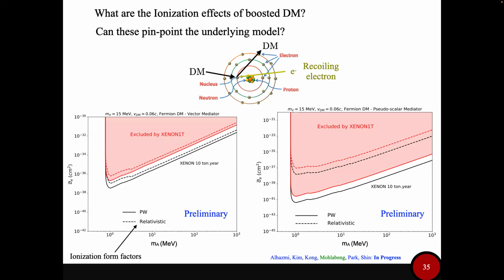So these ionization form factors are actually really important for these kinds of interactions, telling us that they could give us information about what particle physics model actually goes into that sort of interaction. Whereas in principle for WIMPs we can, but it's not necessarily that easy.